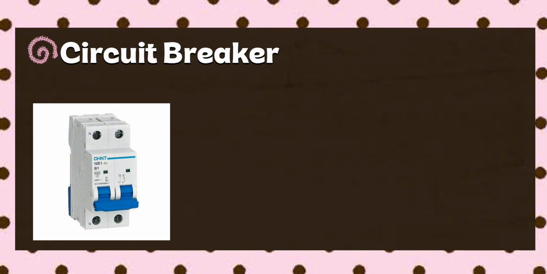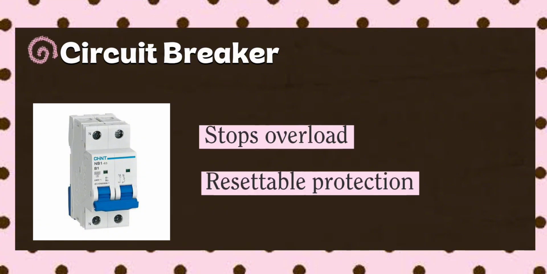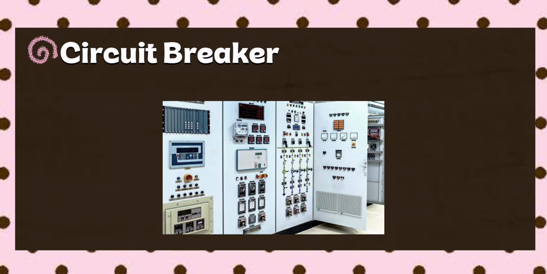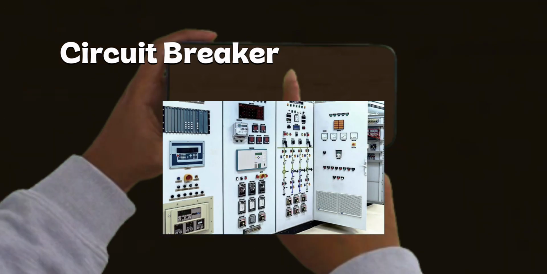Hopping on to circuit breaker. A circuit breaker protects machines by cutting off electricity when too much current flows. In factory control panels, it protects automation equipment from electrical problems.